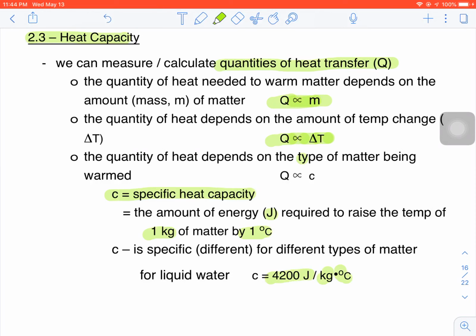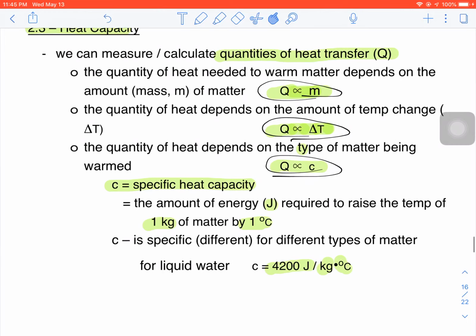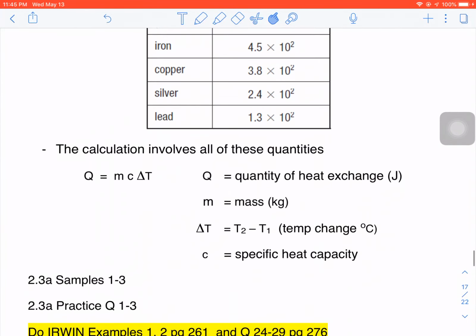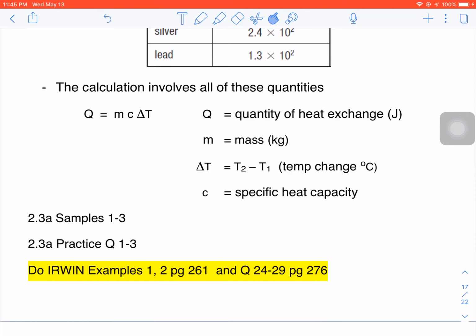So if Q is directly proportional to mass, and Q is directly proportional to temperature change, and Q is also related to the specific heat capacity, then we can bring this all together by using Q in joules, m in kilograms, delta T in degrees Celsius, and C in joules per kilogram degree Celsius. We get a direct linear relationship between these variables, and we get the formula Q is equal to m times C times delta T. So this is our formula for thermal energy.